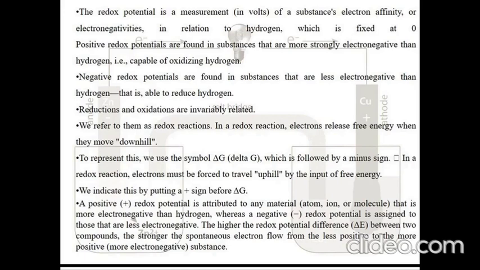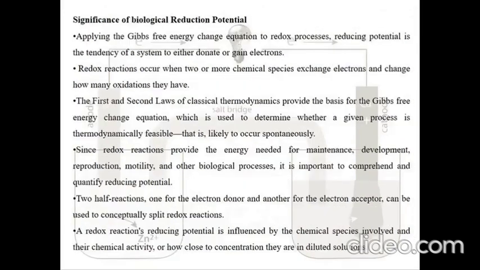A positive redox potential is attributed to any material that is more electronegative than hydrogen, whereas a negative redox potential is assigned to those that are less electronegative. The higher the redox potential difference delta E between the two compounds, the stronger the spontaneous electron flow from the less positive to the more positive substance.